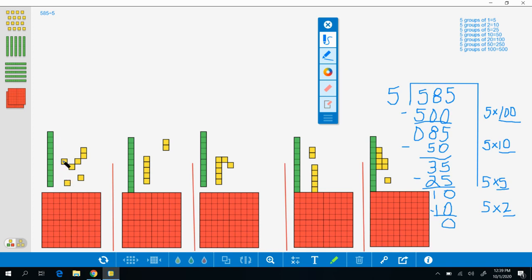Now let's add these up here and see what we get. 100 plus 10 is 110. 5 plus 2 is 7. 110 plus 7 is 117.